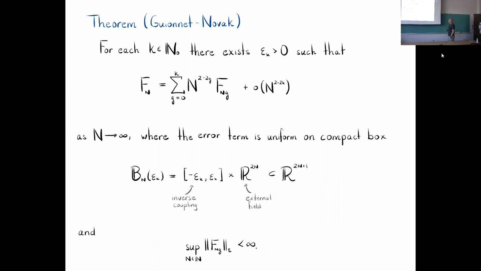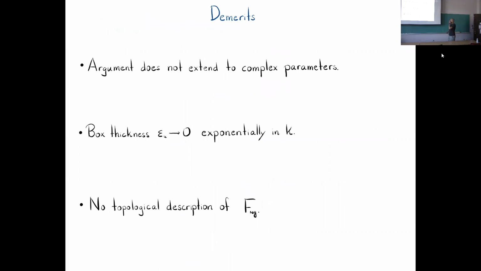And it's a nice theorem, nice result. There are some demerits to it, however. The argument doesn't extend to complex parameters, right? Which is the situation we initially wanted to address, because then you're back to an oscillatory integral, doesn't apply. The thickness of this box, where you're making your approximation of the free energy, actually decays exponentially as a function of k. So the more terms you want in your expansion, the thinner you have to make it. And there's no topological description of the genus g free energies that are immediately accessible from this framework, which is a little disappointing, but still useful. It's still a useful result.